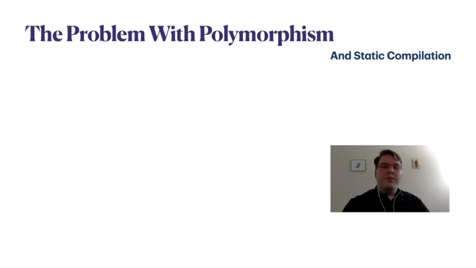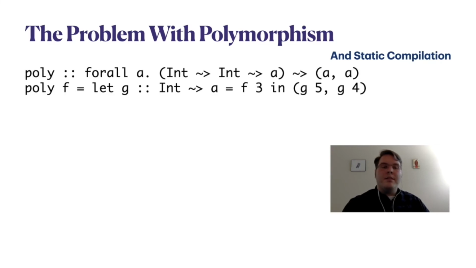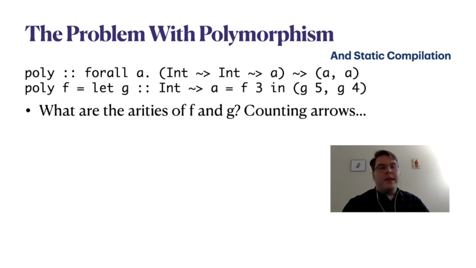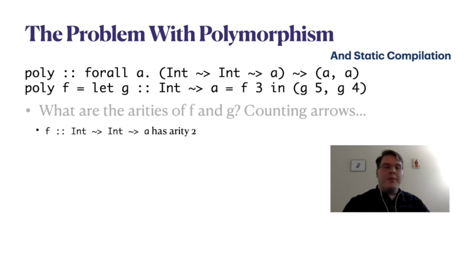When we link up the high-level notion of arity about eta expansion with a low-level notion about simultaneous parameter passing, we need to be careful about polymorphism. Consider this polymorphic definition. It takes a function f that returns an arbitrary type A and applies it twice. This is done through the local definition of g, which is the partial application of f to 3. Now, what are the arities of f and g? Well, I said we could just count the arrows in the types, so f's type has 2 arrows in it, so it has arity 2, and g's type is int to a, so it has arity 1.